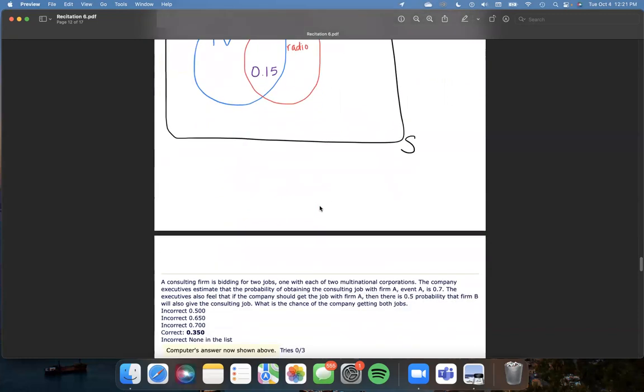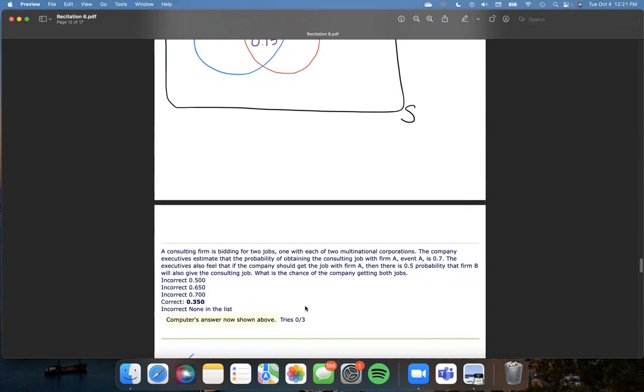Next is a consulting firm is bidding for 2 jobs, one with each of 2 multinational corporations. The company executives estimate that the probability of obtaining the consulting job with firm A, event A, is 0.7. The executives also feel that if the company should get the job with firm A, then there's a 0.5 probability that firm B will also give the consulting job. What is the chance of the company getting both jobs?